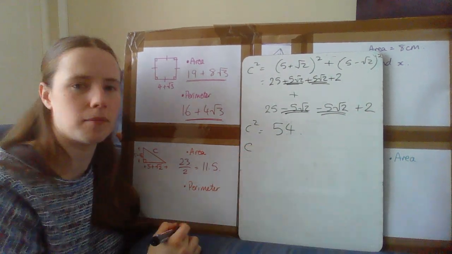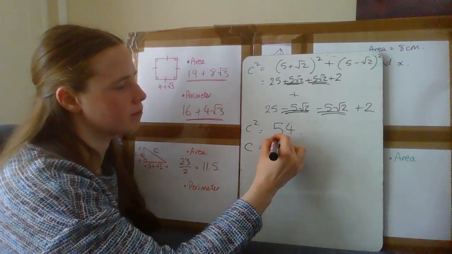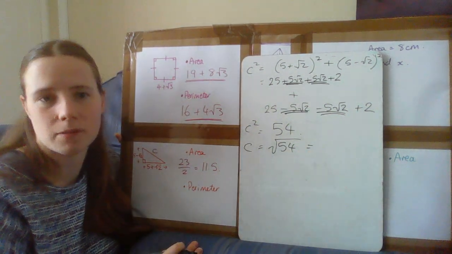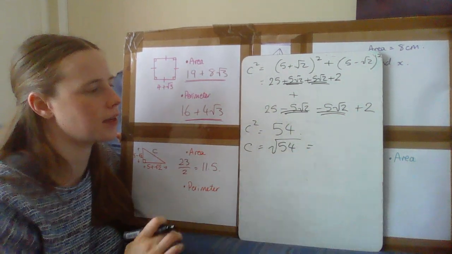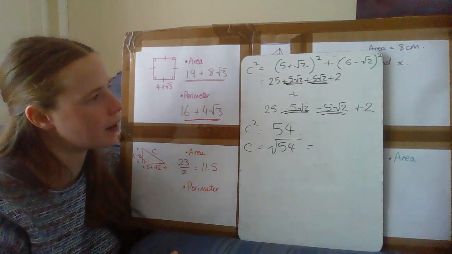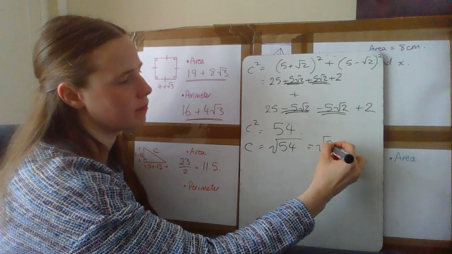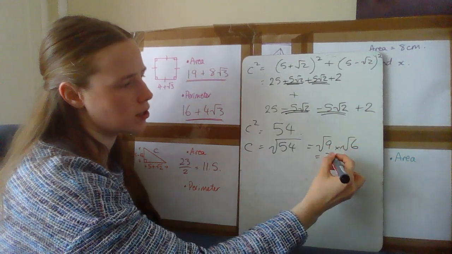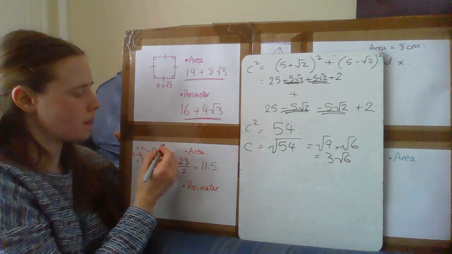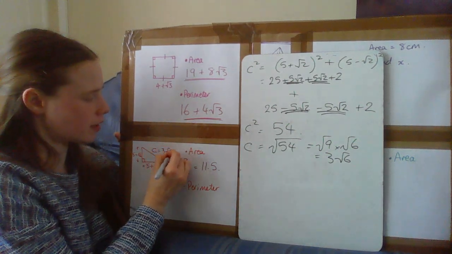And to work out C, I'm going to have to square root. Now, I'm working with surds. I'm doing this without a calculator, but I'm thinking, are there any square number factors of 54? And there are. I can have root 9 times root 6, which is 3 root 6. So my hypotenuse here is 3 root 6.